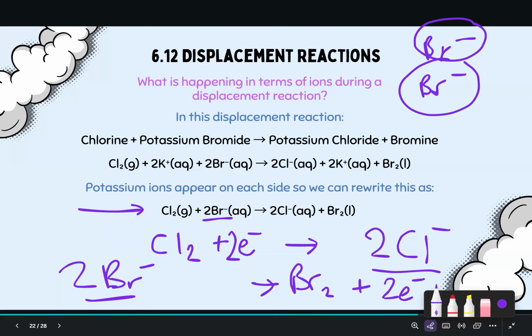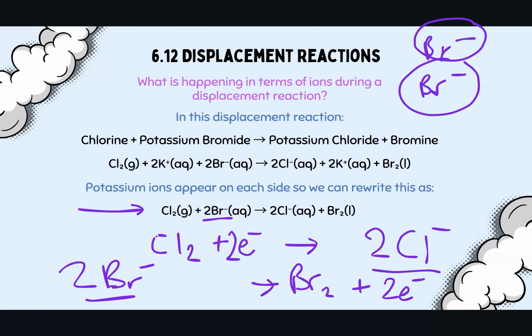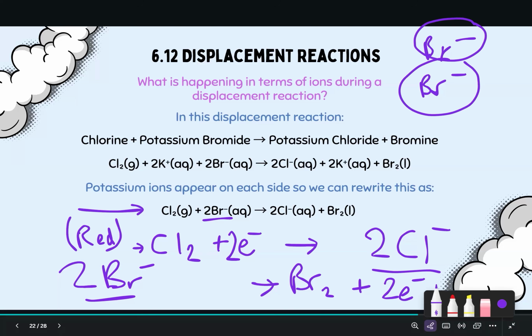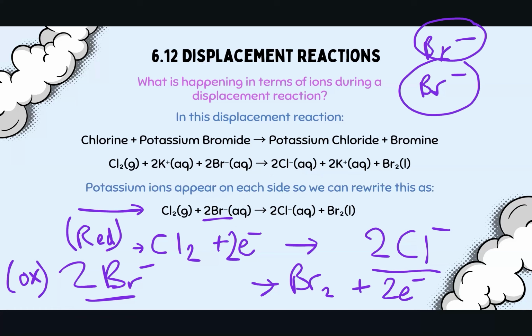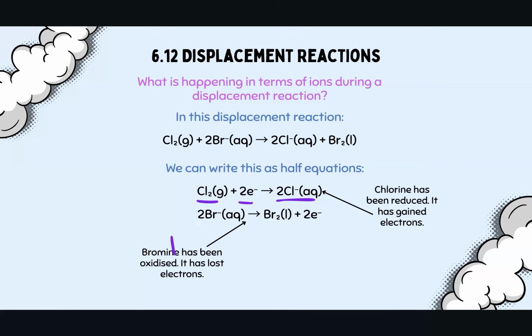2 electrons. Now that means chlorine, Cl2, has gained electrons. So that is reduction. The 2Br minus, the bromine ion, has lost electrons. So that is oxidation. And that's what this slide's showing. That chlorine gains electrons to become 2Cl minus, and bromine loses its 2 electrons to become oxidized.